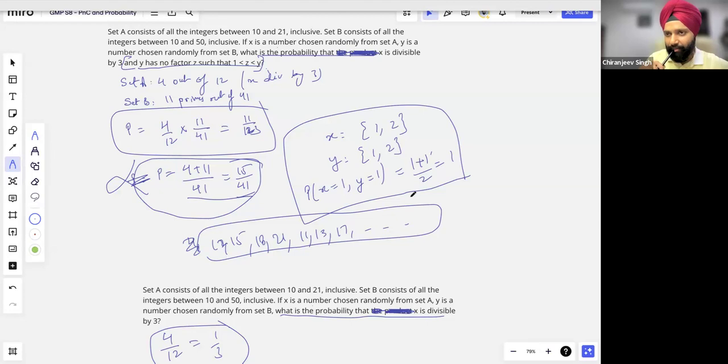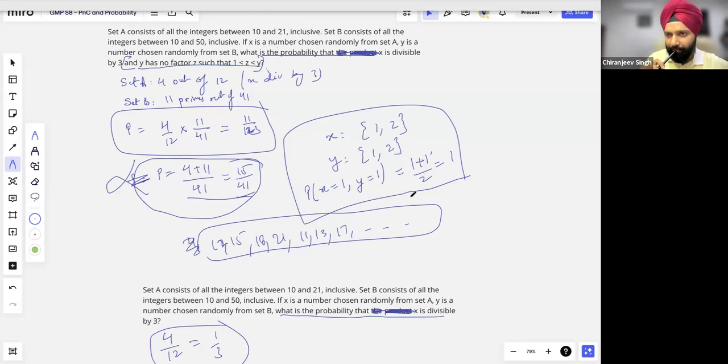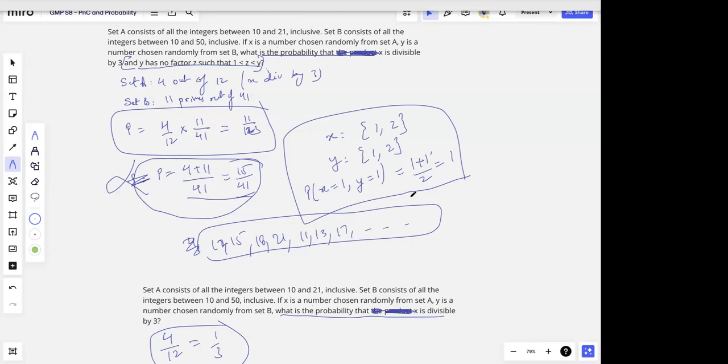What did not come? If you consider both the conditions, x is divisible by 3 and y has no such factor. Right. Considering this case, meaning the number should be divisible by 3 and prime also. There isn't any such number here. Yes. Okay, it has been cleared out.